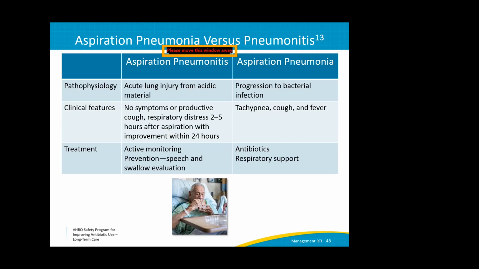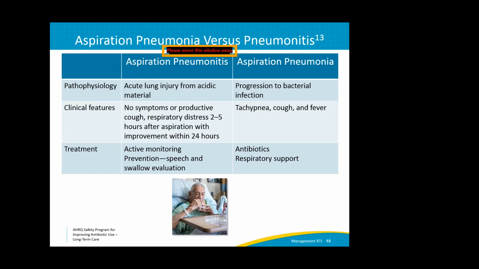Patients with aspiration pneumonitis may be completely asymptomatic, or if they have symptoms, they're typically going to develop fairly quickly within 2 to 5 hours after the aspiration event. And they should also start to improve pretty quickly, typically within 24 hours, but certainly within 48 hours. They may have a low-grade fever, but it shouldn't be persistent as compared to a patient with aspiration pneumonia who's going to have persistent cough, persistent fever, persistent tachypnea, or hypoxia sometimes.